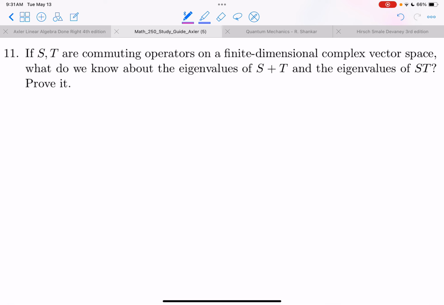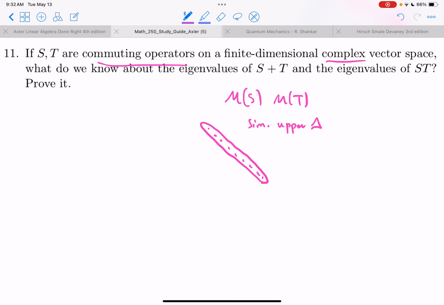So let's look at this last question. If S, T, and F are commuting operators on a complex space, what do we know about the eigenvalues and eigenvectors? Or no, just the eigenvalues, I guess. So because it's complex and they're commuting, we know that they're simultaneously upper triangularizable, and we know the eigenvalues of upper triangular matrices are just the entries on the diagonal. So what's going to happen here is that we choose the matrix of S and the matrix of T under a basis that makes them simultaneously upper triangular.